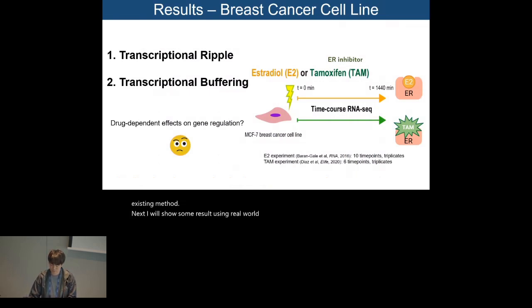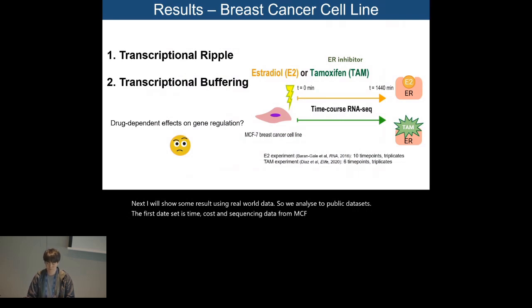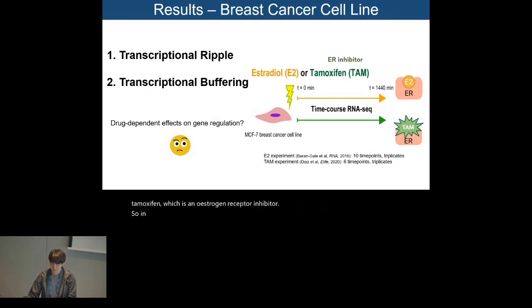So we analyzed two public datasets. The first dataset is time-course RNA sequencing data from MCF7 breast cancer cells treated with estradiol, or simply E2. The second dataset is also from MCF7 cells, but treated with tamoxifen, which is an estrogen receptor inhibitor. In this study, we analyzed the drug-dependent effects on gene regulation, especially focusing on the transcription repo and buffering.